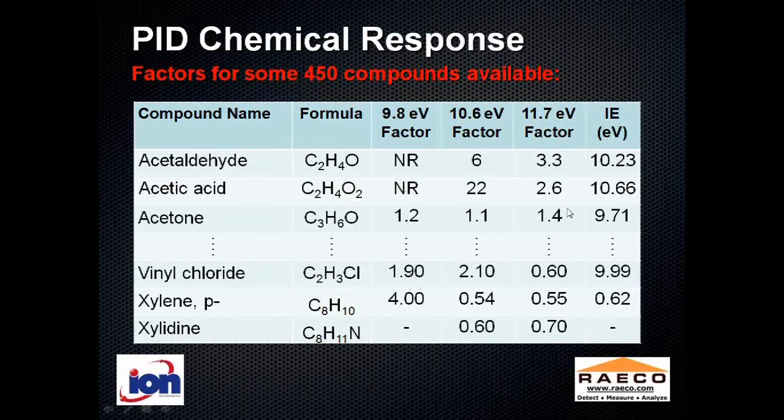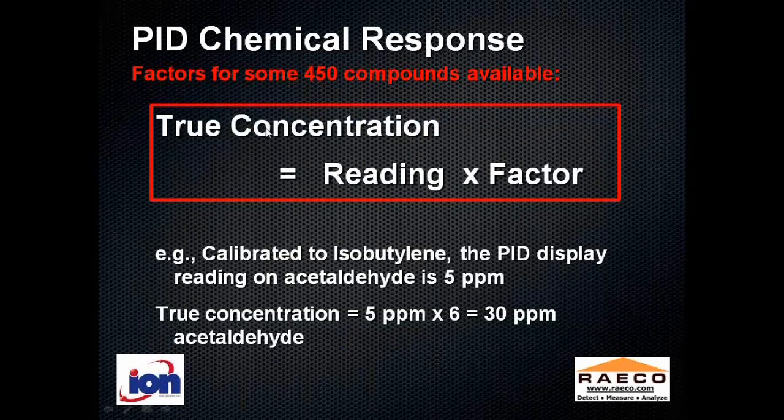So, without getting into any more detail, just to show that there is a whole list of over 400 compounds that are available. If you know what you're reading, you can correct for the sensitivity of that particular compound and get a direct readout of the concentration. Here's a simple way. The true concentration is the reading that you get in your ambient air sample times the factor.